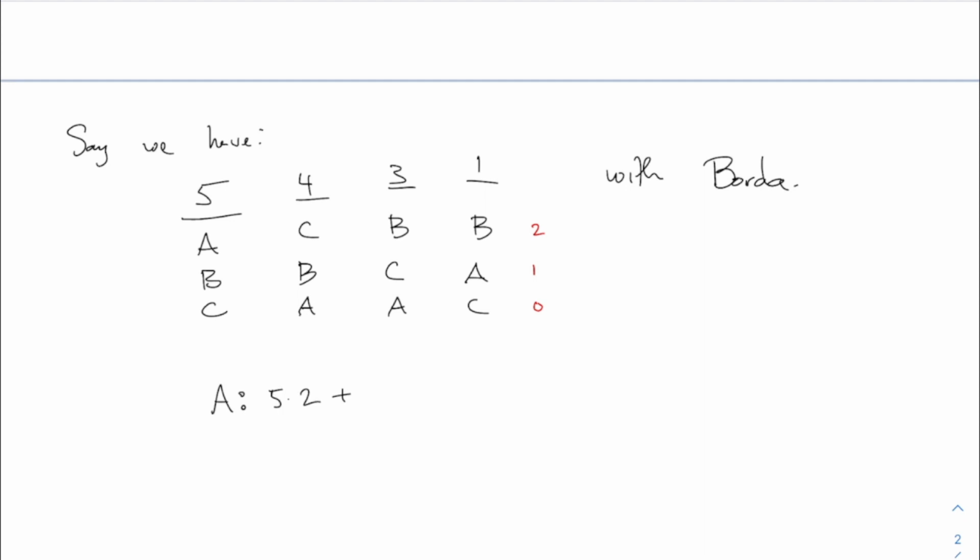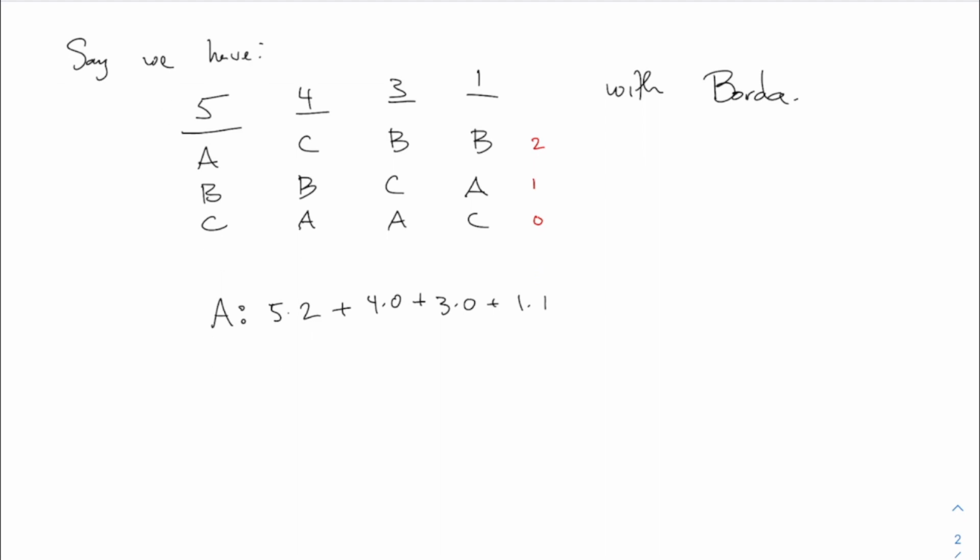In the next column, it's a 0. Really 4 times 0, but that doesn't matter. In the next column, it's 3 times 0. And in the last column, it's 1 times 1. That's because one person here gives 1 point. And this, add them all up. Remember, you have to multiply first and then add. So this is going to be 10 and a 0 and a 0 and a 1. That's 11 points for A.